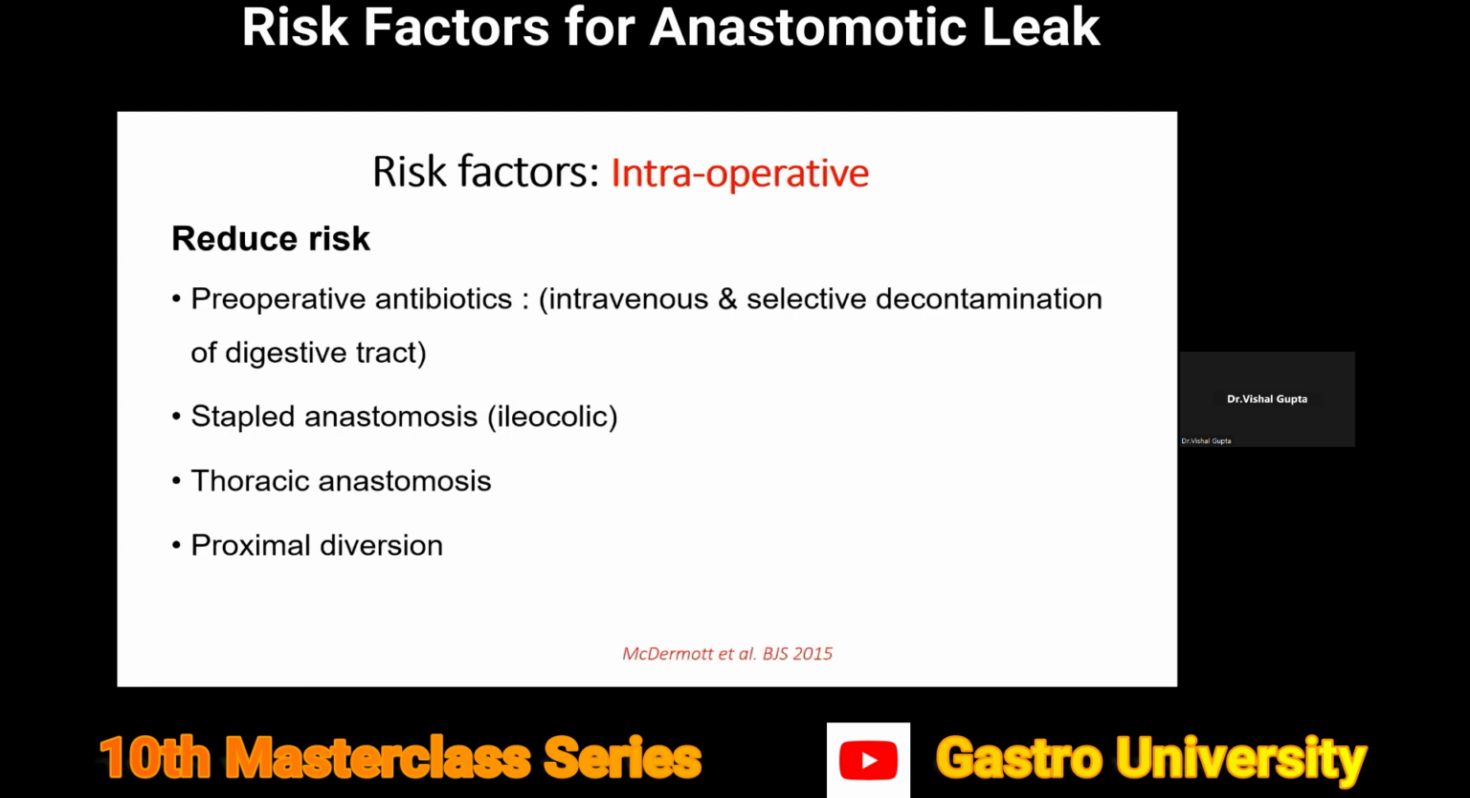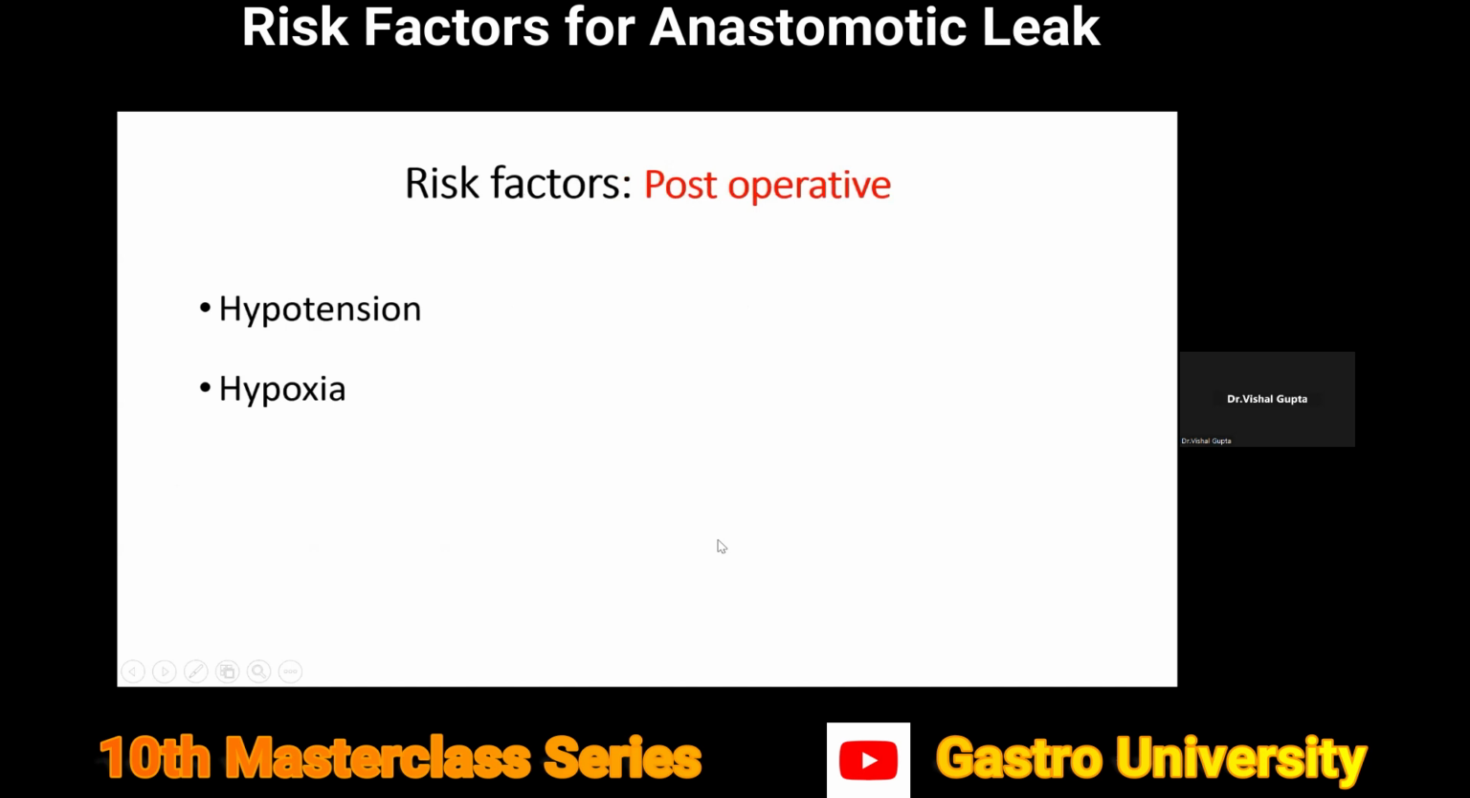But we also have certain factors which are associated with a decreased risk. So we can have preoperative antibiotics in the form of intraoperative intravenous antibiotics or the selective gut decontamination that leads to decreased risk. Then we have stapled anastomosis, especially the ileocolic anastomosis, that has been shown to be associated with a decreased risk compared to hand-sewn anastomosis. Then thoracic anastomosis after esophagectomy has a lower incidence of anastomotic leak compared to cervical anastomosis, and proximal diversion is also associated with a decreased risk compared to no diversion.